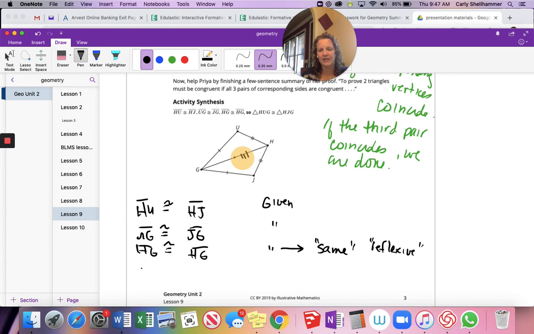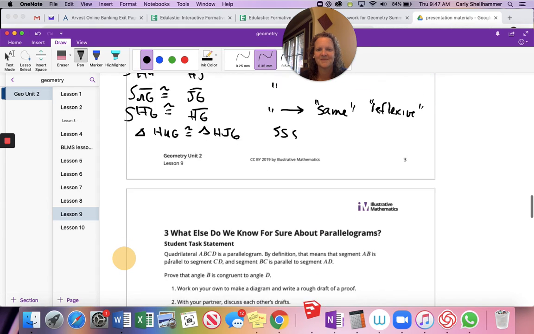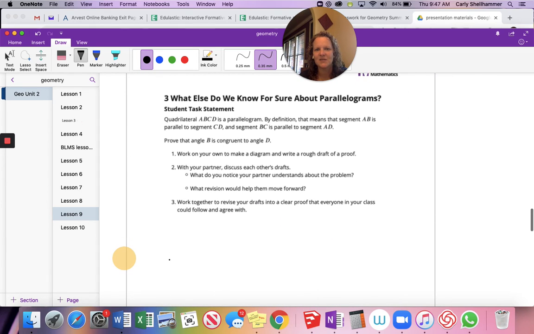And now we can actually say that triangle HUG is congruent to triangle HJG because of the side, side, side triangle congruence theorem, right? So that's it. You prove that three sides are equal to three sides, side, side, side. Then you've proven the triangles are congruent. All right, what else do we know for sure about parallelograms?